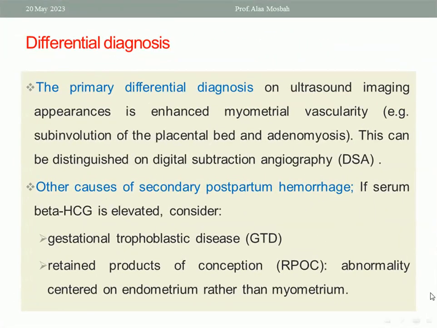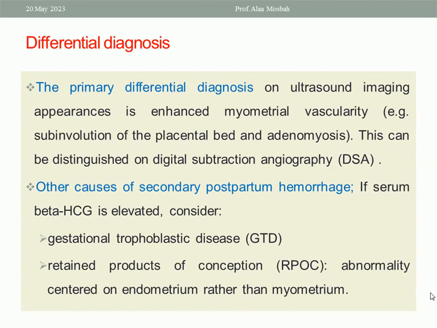So what is the differential diagnosis for uterine arteriovenous malformation? The primary differential diagnosis in ultrasound imaging appearance is enhanced myometrial vascularity. Other causes of enhanced myometrial vascularity, like adenomyosis, like subinvolution of the placental bed after delivery. Okay? This can be distinguished on digital subtraction angiography. So angiography plays an important role in such a condition.